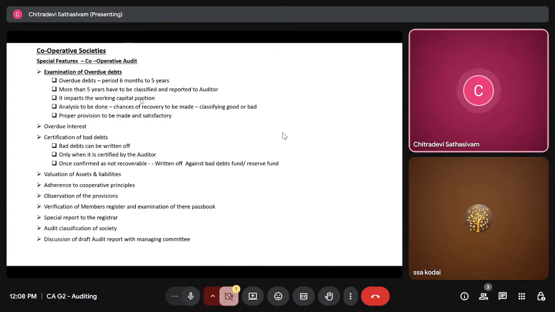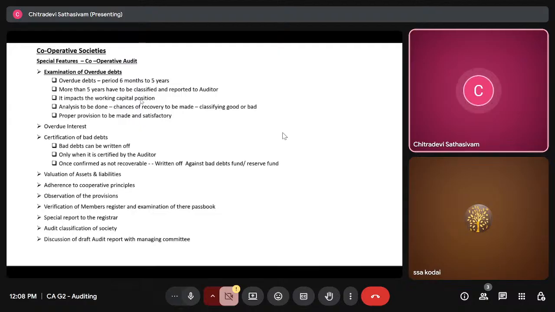You have to examine the passbook actually. The reason is people over there are not very literate. So what you have to do is examine the passbook and ensure that the dues and installments supposed to be paid by the members are properly being recovered, and also cross-check the balances of the members in the books.